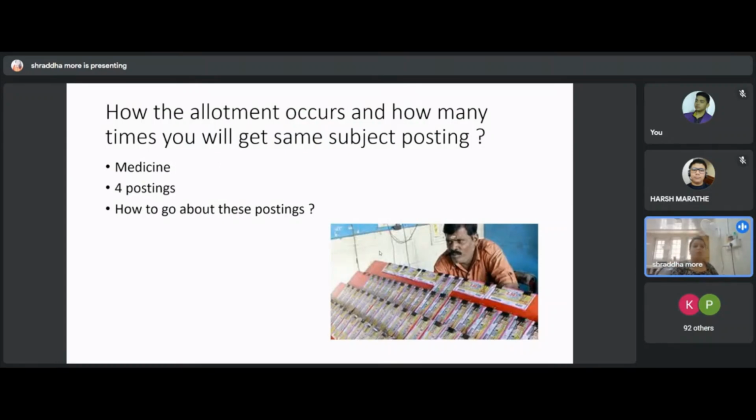And how to go about these postings? Getting which unit is always an anxiety. Monty sir will agree with that. Getting a unit is always an anxiety for students: which unit am I going to get? But that is a matter of luck, a lottery system.